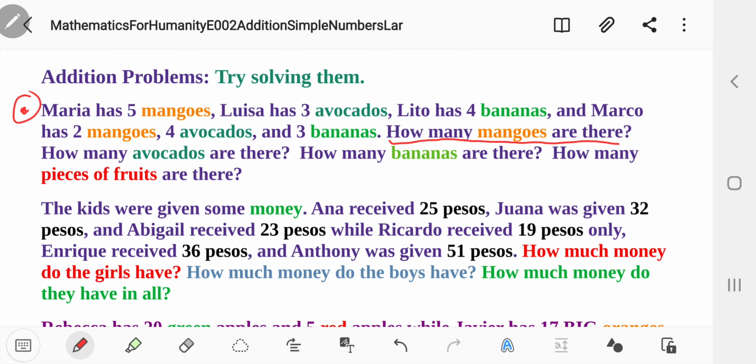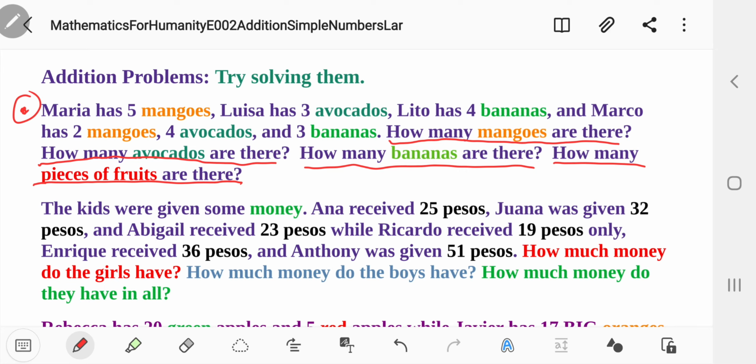So you just add the number of mangoes. The next question is, how many avocados are there? So the question is specific to avocados. And so you just add all the avocados. How many bananas are there? The question again is specific to bananas. So you just add the bananas there. But the last question here is, how many pieces of fruit are there?